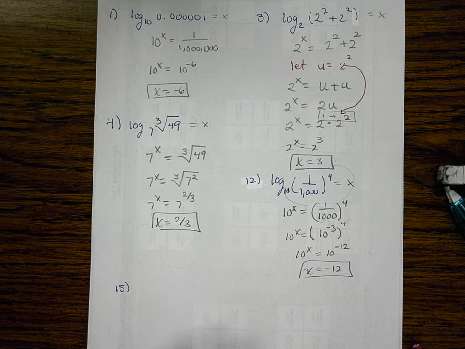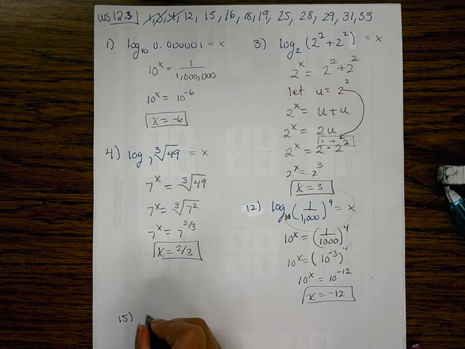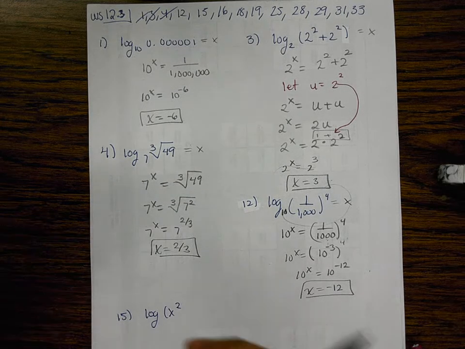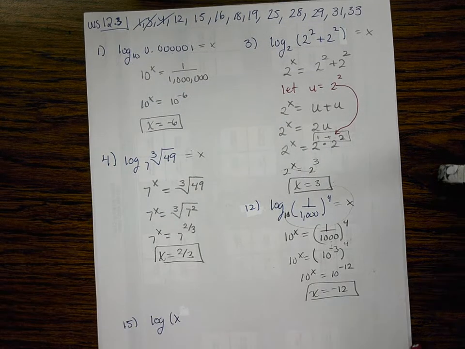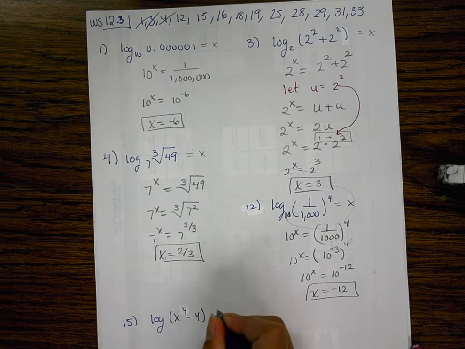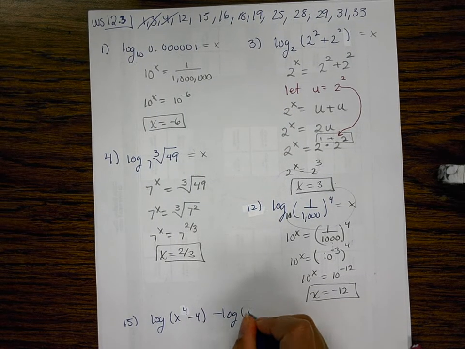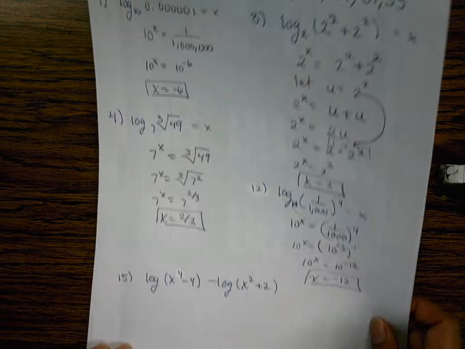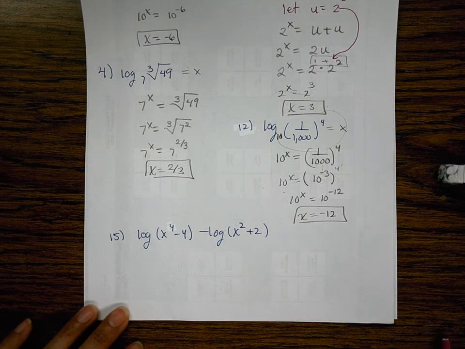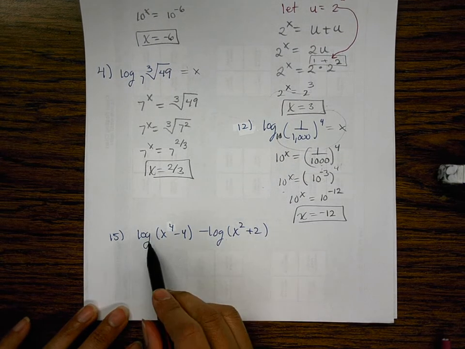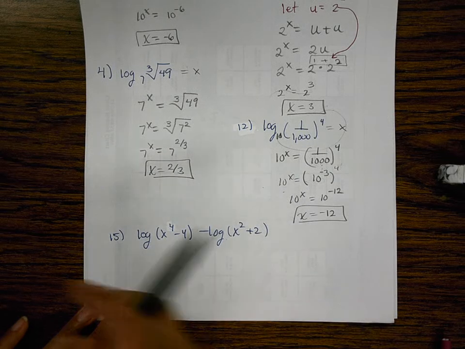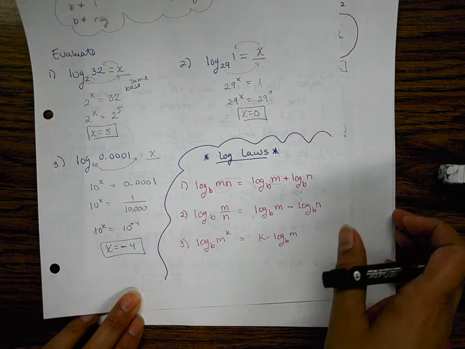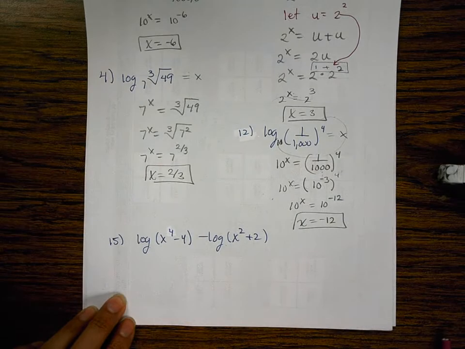Okay. Number 15. Log of x to the fourth, not squared, of x to the fourth minus 4, minus the log of x squared plus 2. I want to bring this down, or condense it, to a single log. I can only do that if they have the same base. They both have a base 10. And if you remember from the notes, a subtraction becomes a fraction. Subtraction becomes a fraction. Kind of rhymes.